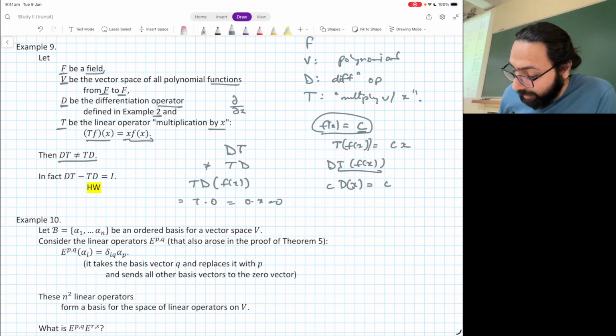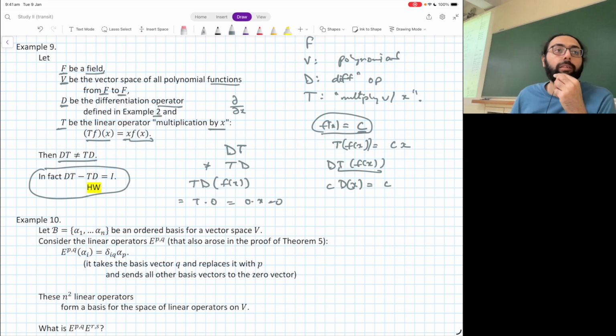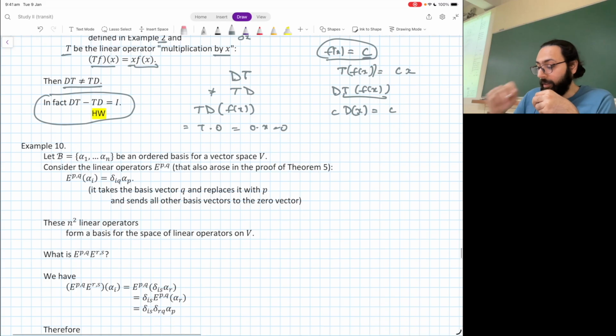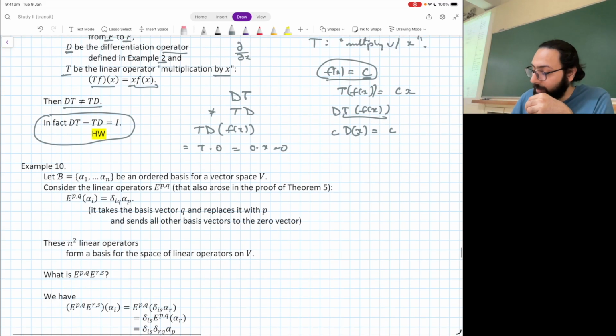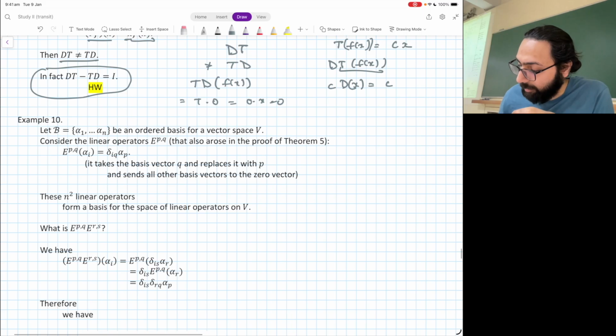And then this one is left as an exercise: if you do DT minus TD, you will always get identity. So you'll always get one. Oh, sorry, one of them will be 0 and the other one will give you a constant. I mean, we actually almost already did that, but yeah, so let's leave it as an exercise.